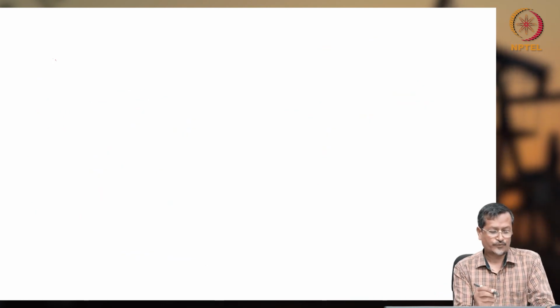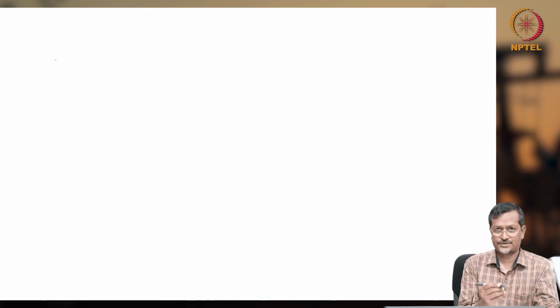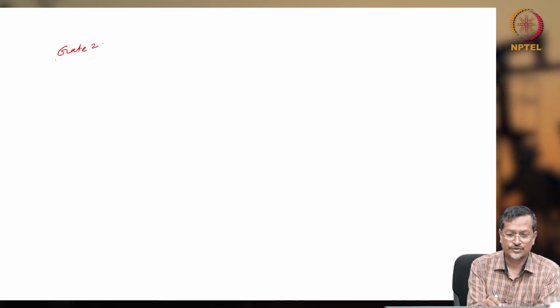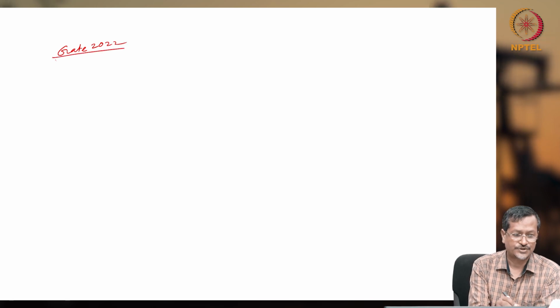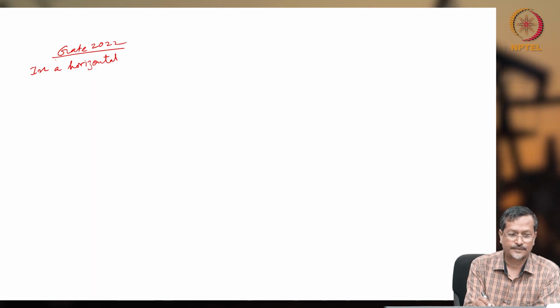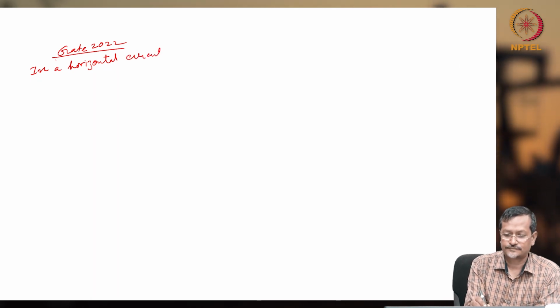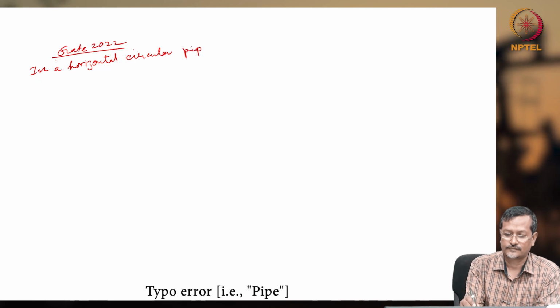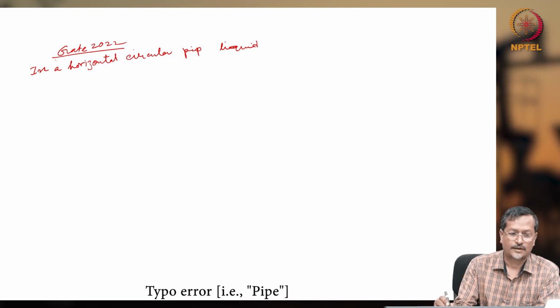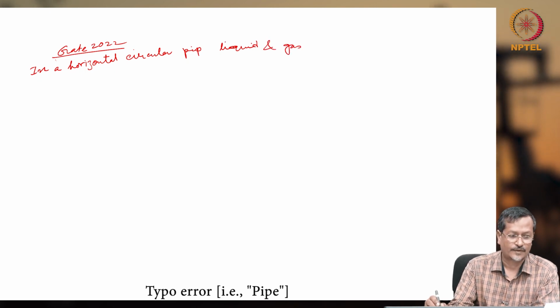Now, we will try to solve one problem based on superficial velocity and slip velocity so that you will understand more. This is a GATE exam question from 2022. The question was like this: in a horizontal circular pipe, liquid and gas are flowing.